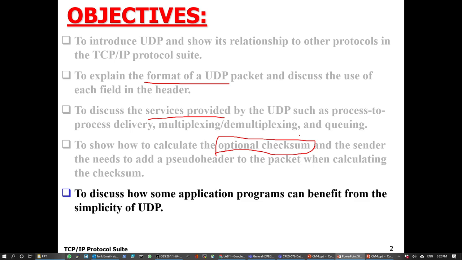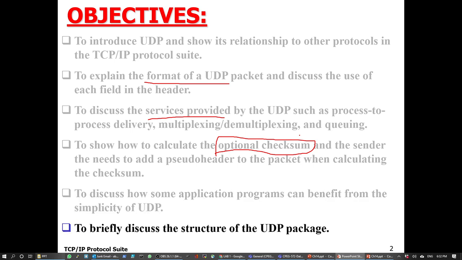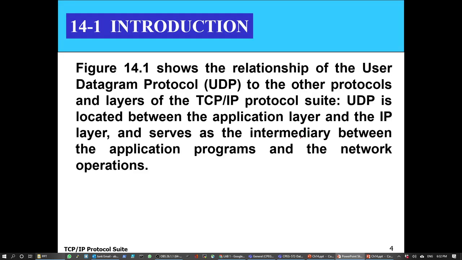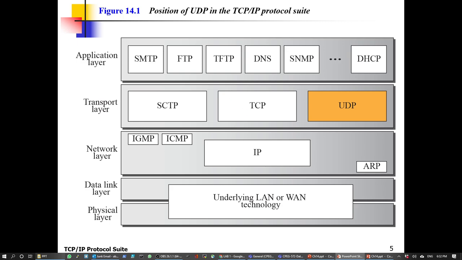We'll also discuss how some application programs can benefit from the simplicity of UDP. Remember, UDP is connectionless, so it's not a reliable protocol. That means there is no flow control and there is no error control. So why do we use it? As you see here, this is the position of UDP in the TCP/IP suite.